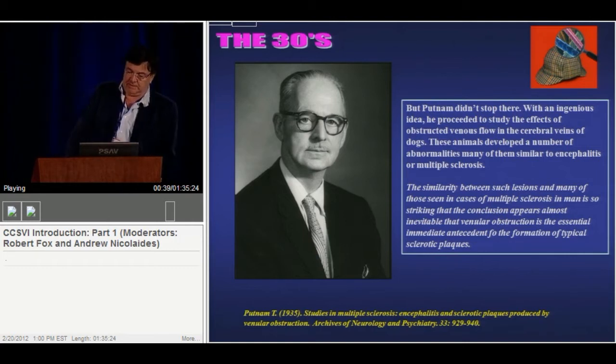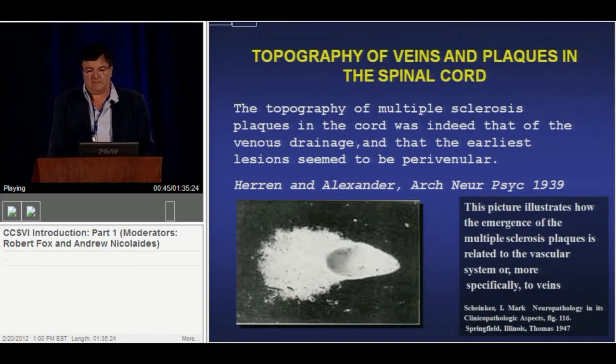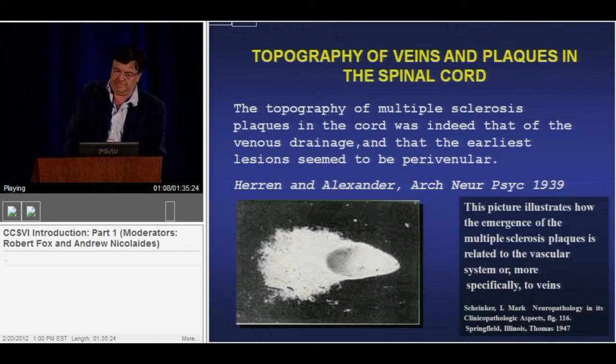It was published in 1937. The topography of veins and plaque in the spinal cord was subsequently described also by Aaron and Alexander very well. And this picture illustrates how the emergence of a multiple sclerosis plaque is related to the vascular system, and more specifically to the venular system of the brain.